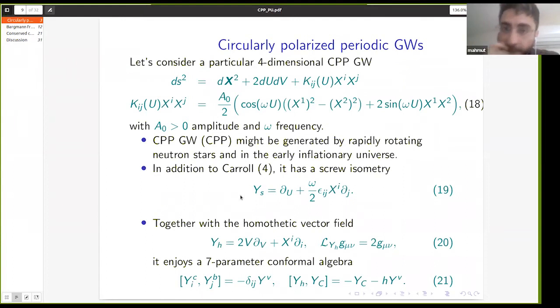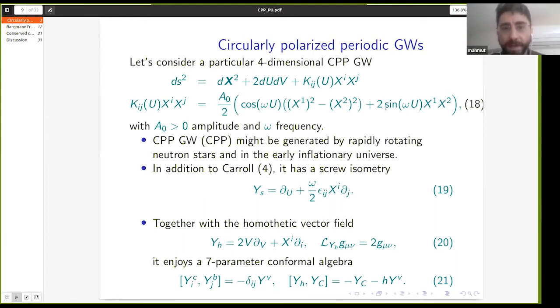Here, let's take a definite K_ij. Let's consider a four-dimensional, circularly polarized periodic gravitational wave, where K_ij is a 2x2 matrix. Its elements are periodic functions like cosine and sine. K11 is cosine omega u, and K22 is minus cosine omega u, and the off-diagonal elements are sines. So this is our profile. Now this is our actual metric, a definite circularly polarized periodic gravitational wave.